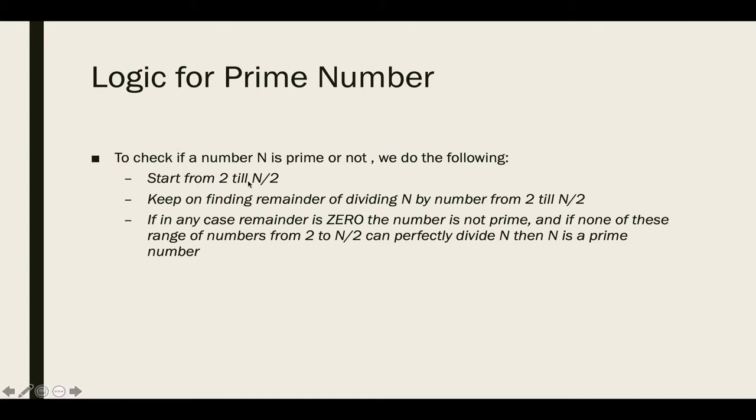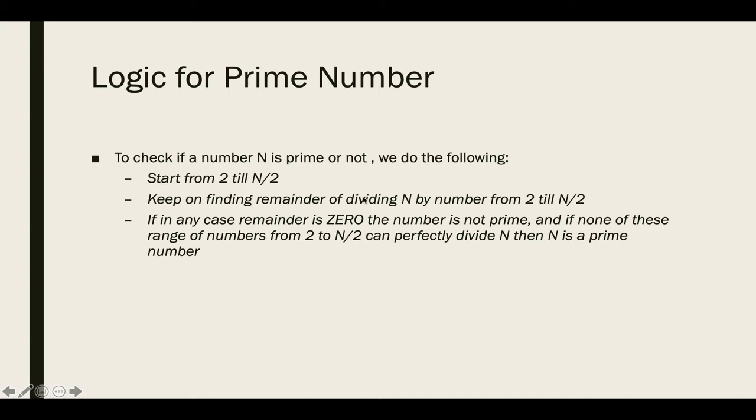So what we will do, we will start from 2. We will keep on dividing n by 2, then 3, then 4 till n by 2. And if any of the numbers in this range perfectly divides n, then the number is not prime. That is, if the remainder is 0, the number is not prime. And if none of the numbers in the range divides n, then n is a prime number.